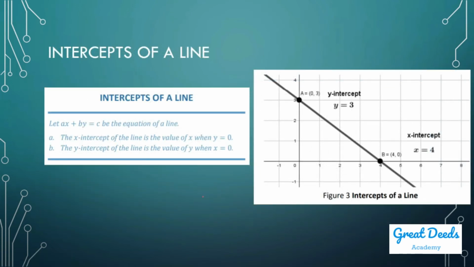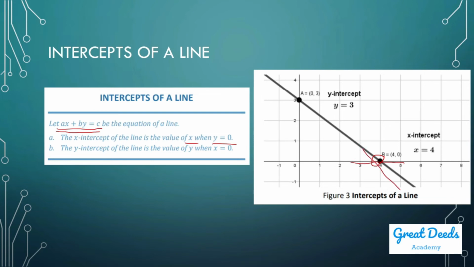Intercepts of a line. Let Ax + By = C be the equation of the line. How do we define the x-intercept? The x-intercept pertains to the intersection: where does the line intersect the x-axis? If you are given only the equation, you set y to 0 and then solve for x. But when you are given the graph, all you have to do is look for the point of intersection between the horizontal axis, which is the x-axis, and the line.